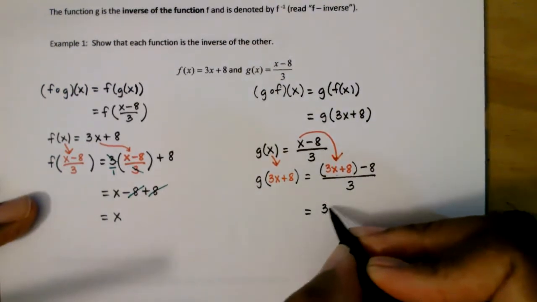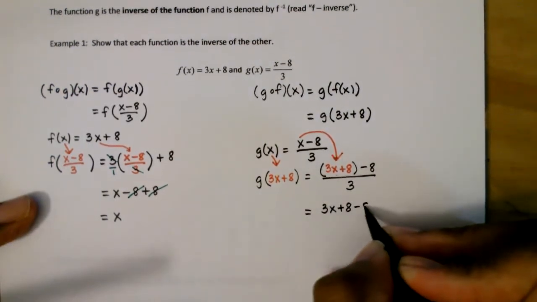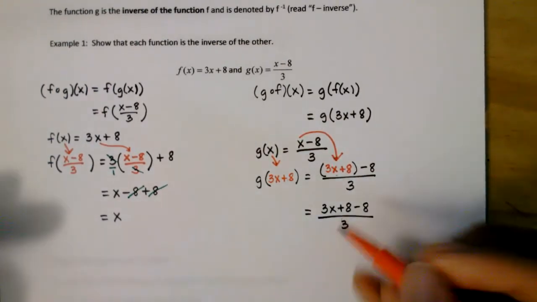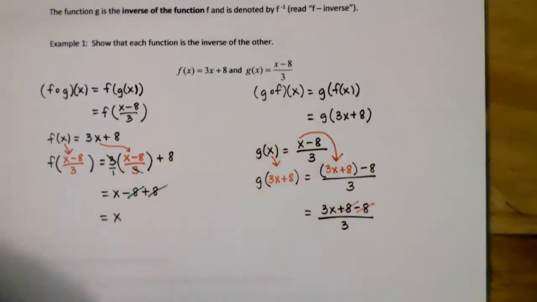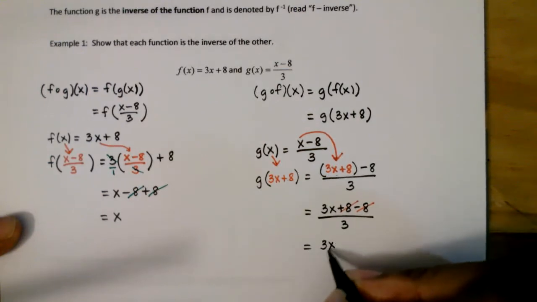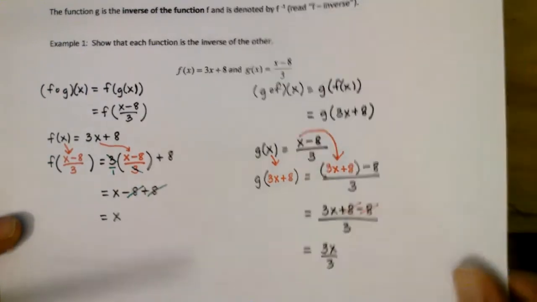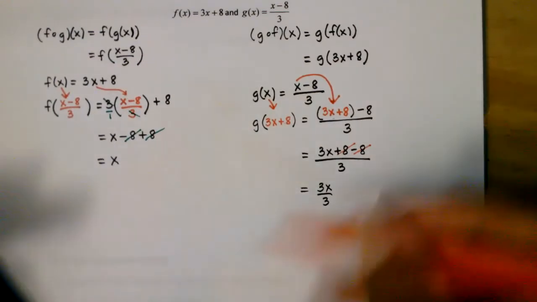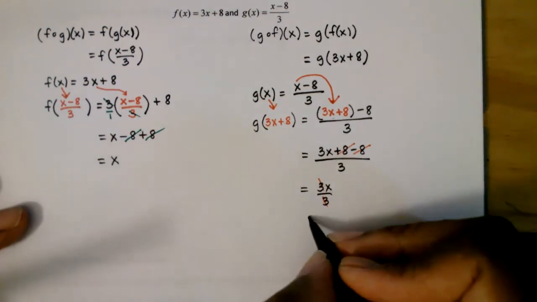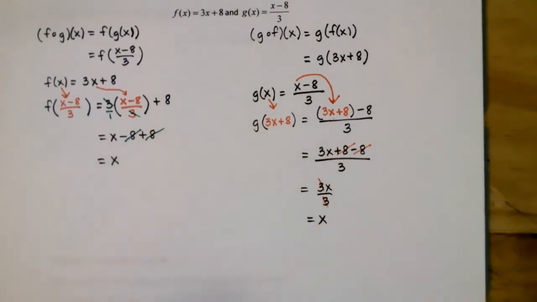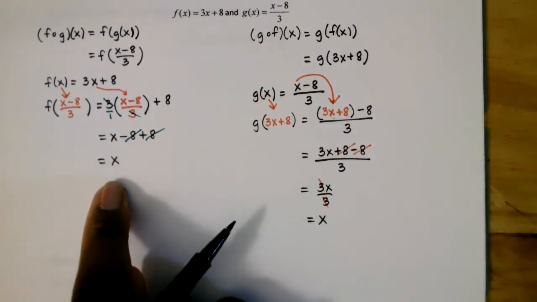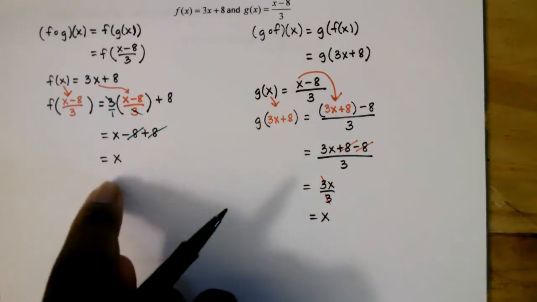Now, I can write this without the parentheses as 3x plus 8 minus 8, all divided by 3. The plus 8 and the minus 8 add to 0, so that's gone. I'm left with 3x divided by 3. And of course, the 3's divide out. You're left with just x. So the composition of f of g of x is equal to x, which is also the same as the composition of f with g of x. That's also equal to x.